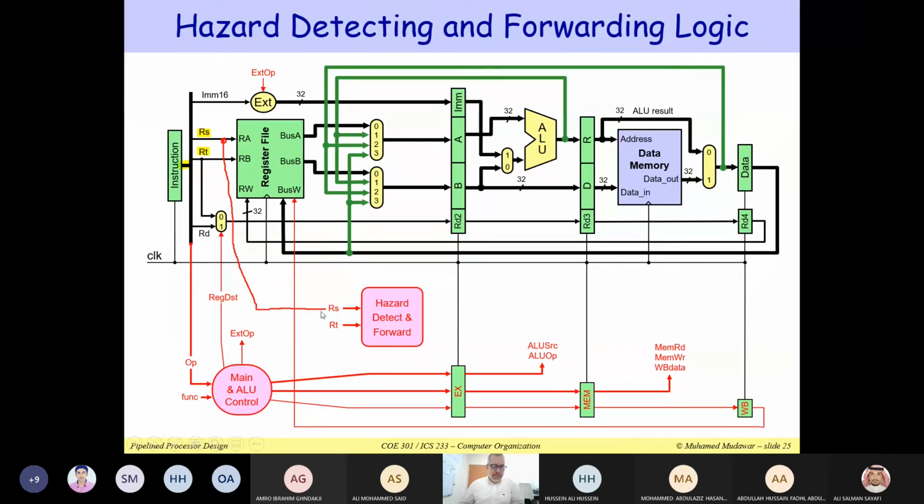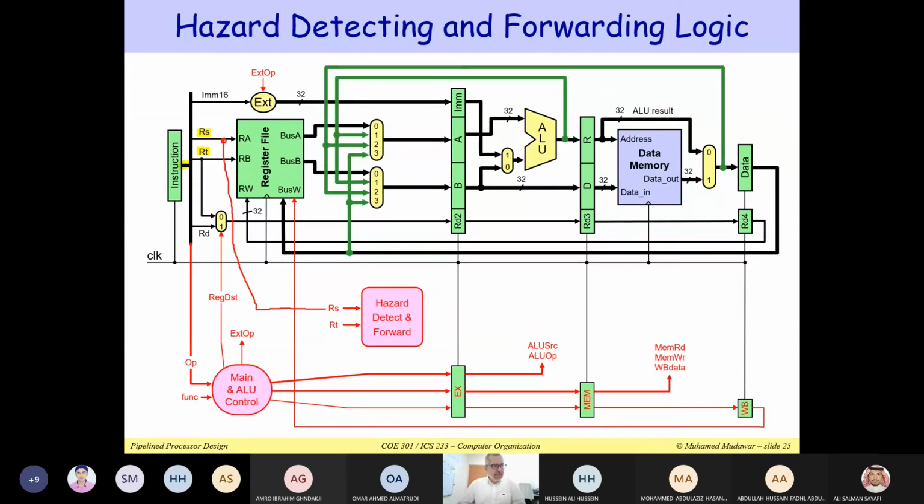So RS and RT are the source registers of the instruction which exists in the second stage. So I need to connect this. But what else do I need? The RD for this hazard detection logic? The RDs also? RD2, yes. RD3. Exactly. I need to know the destinations for the previous, second previous, and third previous instructions. So these are RD2, RD3, and RD4.